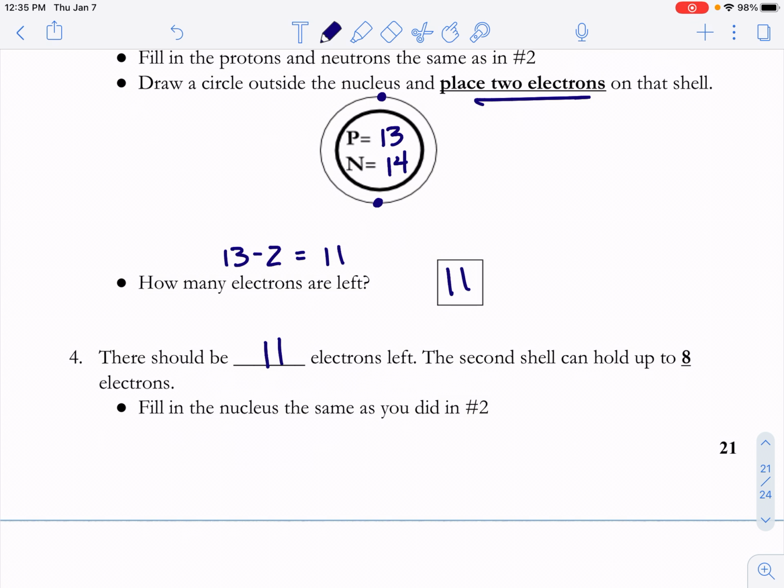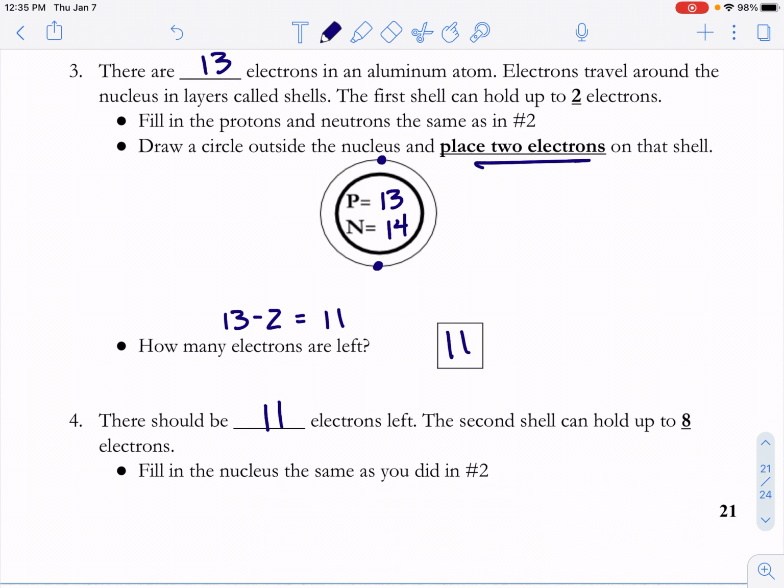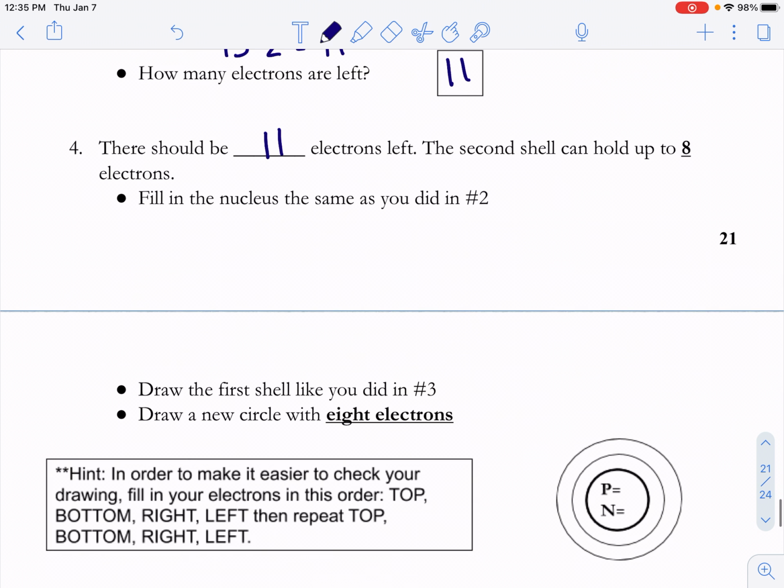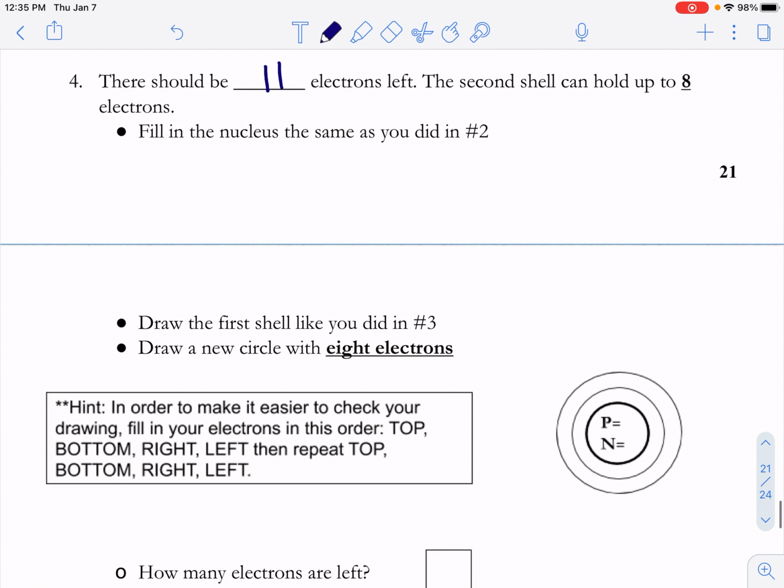The second shell can hold up to 8 electrons. You're thinking, why can't I just place all 13 here? Well, according to Bohr's models and his studies, electrons can only exist in certain shells, in certain numbers. So once you're at that cap for the shell, we can't add any more. We have to go to the next shell outside of it, like peeling off layers of an onion. So we're going to repeat what we did for this next step down here.